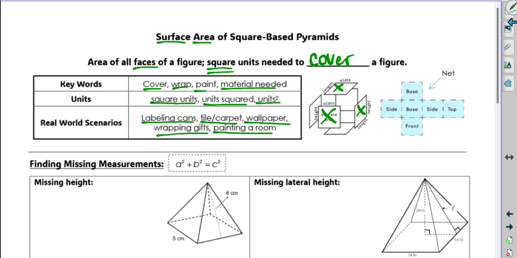I do need to talk about this picture. This is called a net. It's basically just a shape that's been unfolded. This started out as a cube. We took that cube and unfolded it, and now we can see all 6 of those sides. That's what a net is. It's just unfolding a shape so you can see all of the sides.